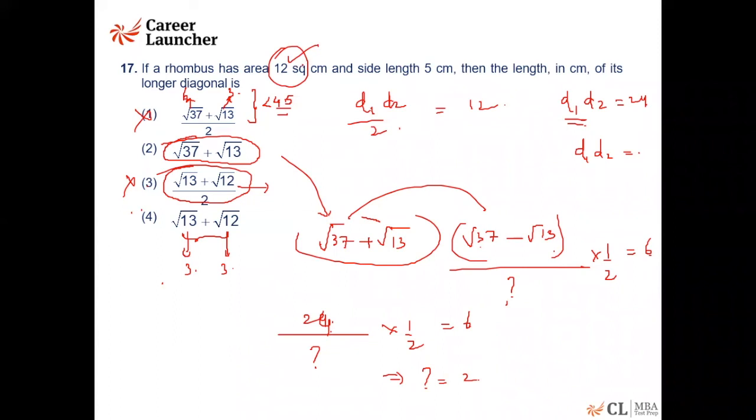Right? So if you wish to go further and check, you should have checked whether, if these two were the diagonal lengths, will the side be equal to 5, right? So, in all such questions, if the first condition is satisfied, most likely the second condition would also be. So I would have just marked root 37 plus root 13 and moved ahead.